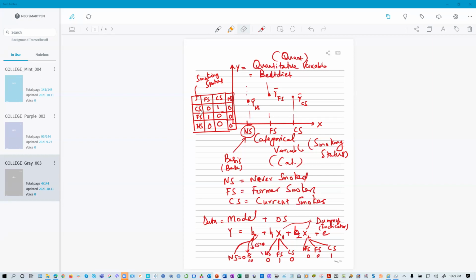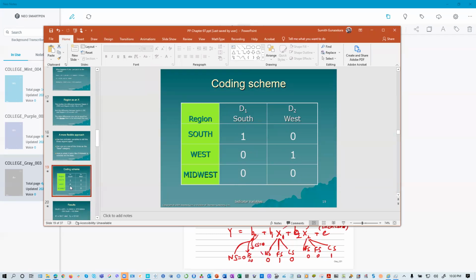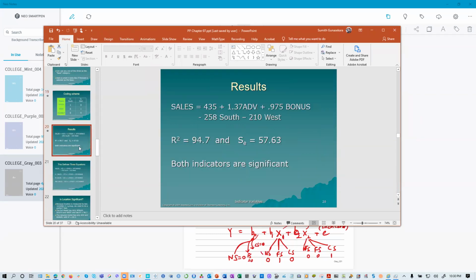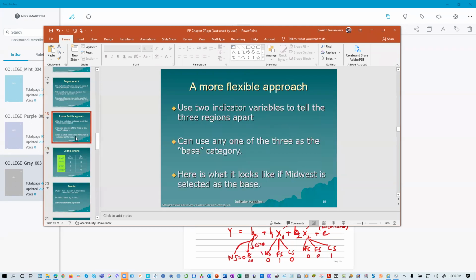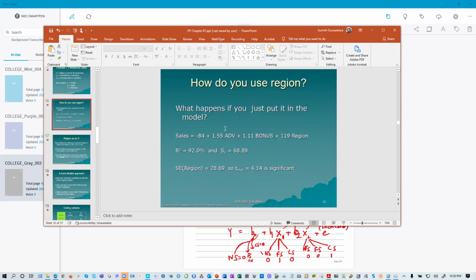CS means 0, 1, 0. FS means 1, 0, 0. NS means 0, 0. Or this way, 0, 1, 0, 1, 0, 0, 0. That's the same thing they were talking about here. Now you can have the region. Region is being added here, and they ran this one and then they saw this. Let's say we run this with the region and we're going to get the same result.